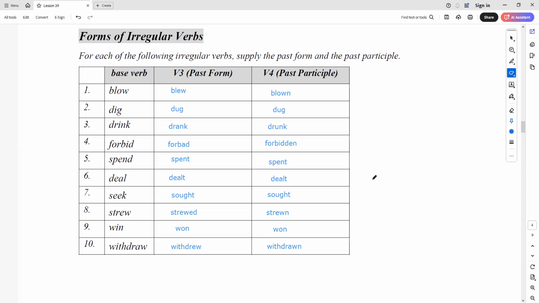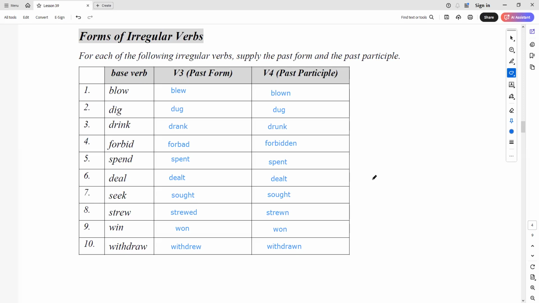Okay, we come to the one where we change the D to a T, just like the word build, or send, right? And then number 6 is deal. For deal, we have to add a T at the back and it becomes dealt, okay? 7 is seek. So for seek, it will become sought. Seek, sought.